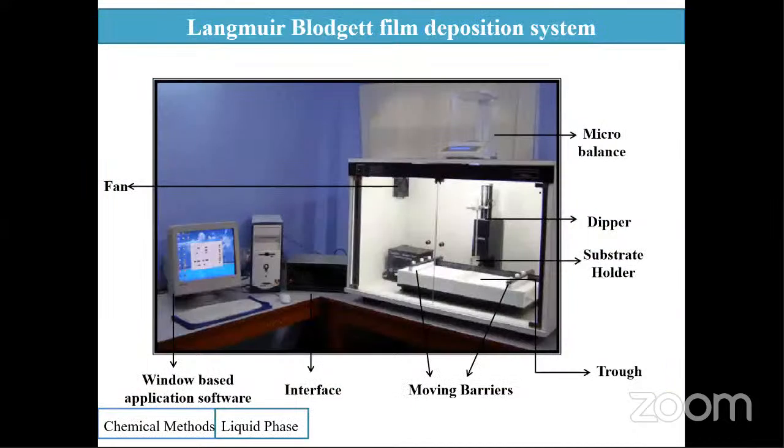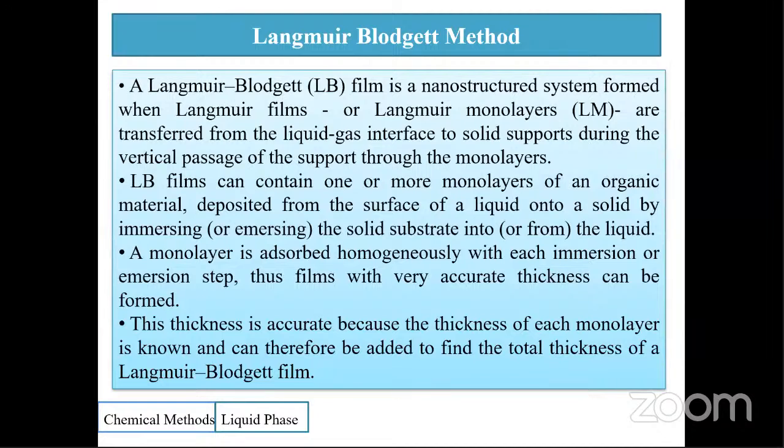So this is another technique that is known as Langmuir Blodgett film. It is a nanostructure system which forms when Langmuir films or Langmuir monolayers are transferred from the liquid gas interface to solid supports during the vertical passage of the support through the monolayers. And these films can contain one or more monolayers of an organic material deposited from the surface of a liquid onto a solid by immersing the solid substrate into the liquid which you have kept in that setup.